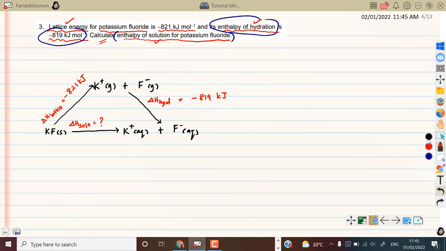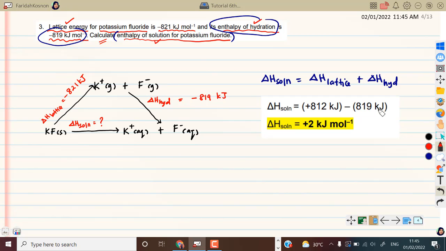Alright. And by applying Hess's law, the enthalpy of solution equals the sum of lattice dissociation energy plus enthalpy of hydration. The enthalpy of hydration is the sum of these two, negative 819. Now we are going to calculate the enthalpy of solution. By applying Hess's law, first show the Hess's law, show the substitution and write the final answer. The positive sign must be shown. You should get positive 2 kilojoule per mole, because now we are talking about the enthalpy of solution: the heat change when 1 mole of potassium fluoride is dissolved in solvent or water to form an infinite dilute solution.